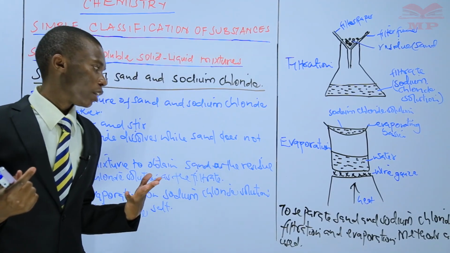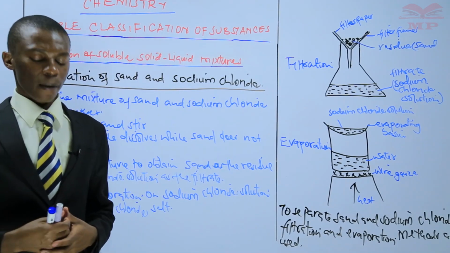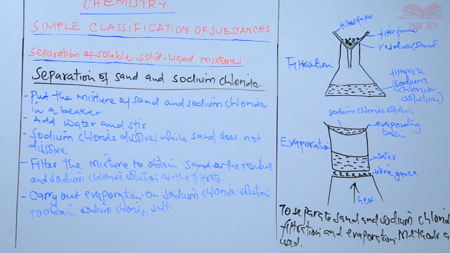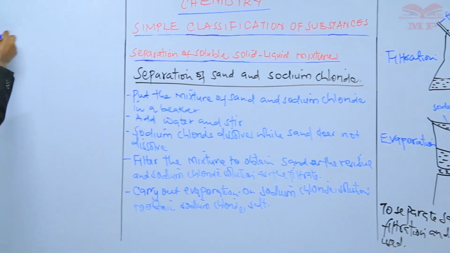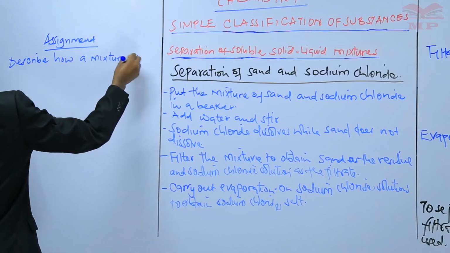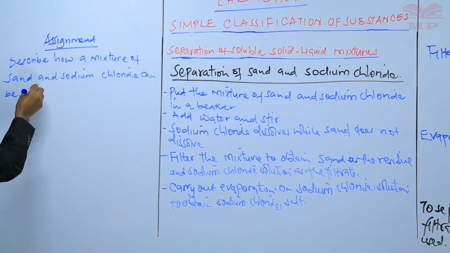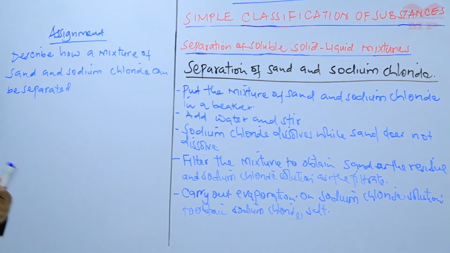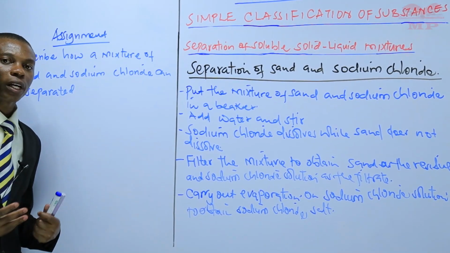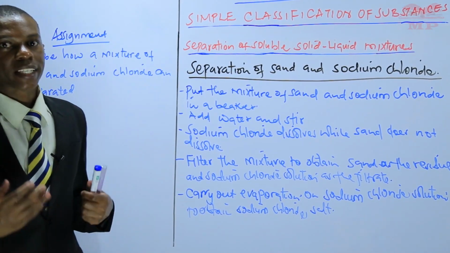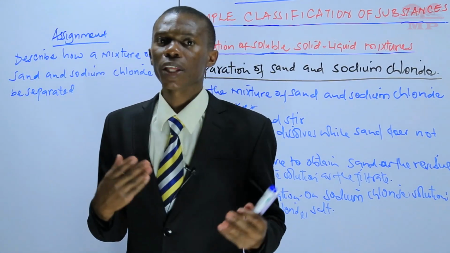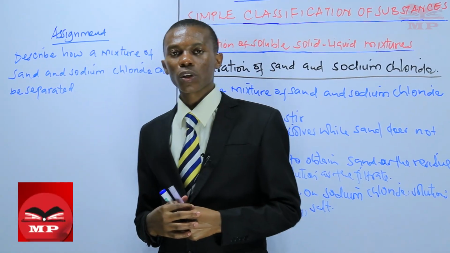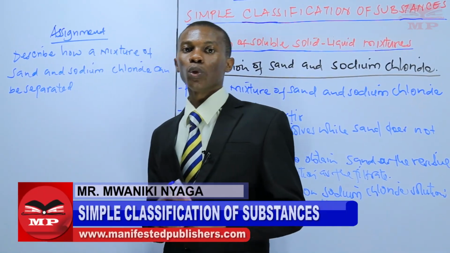That's how simple it is. That brings us to the end of our lesson today. But before I end, I will leave you with this assignment. Describe how a mixture of sand and sodium chloride can be separated. Ensure that you've done that question before we meet in the next lesson.